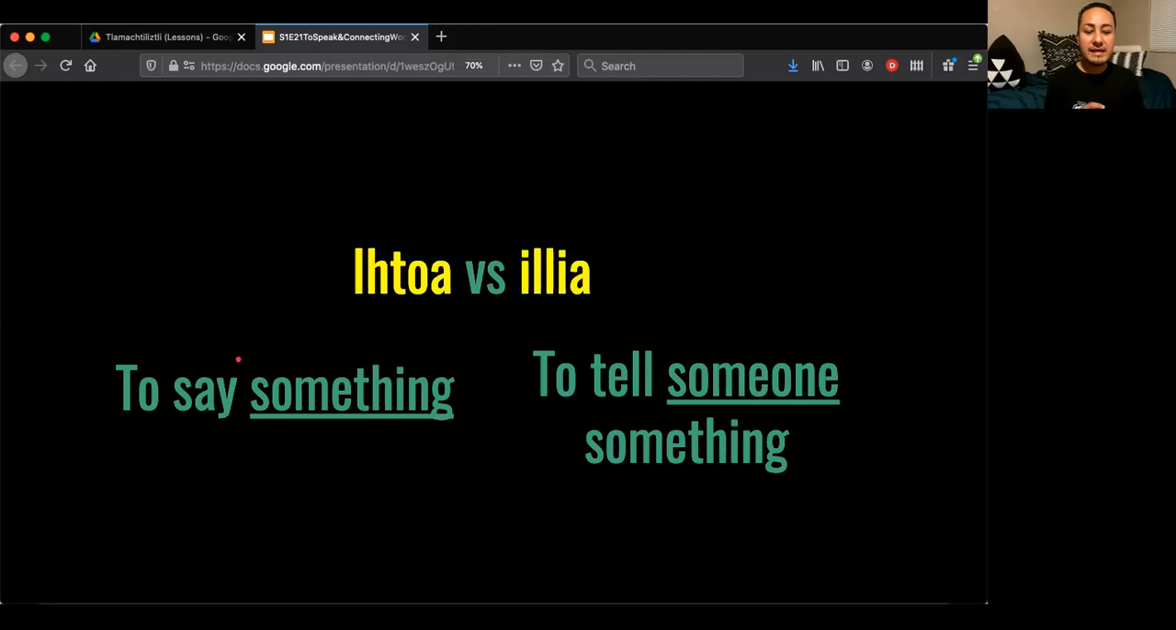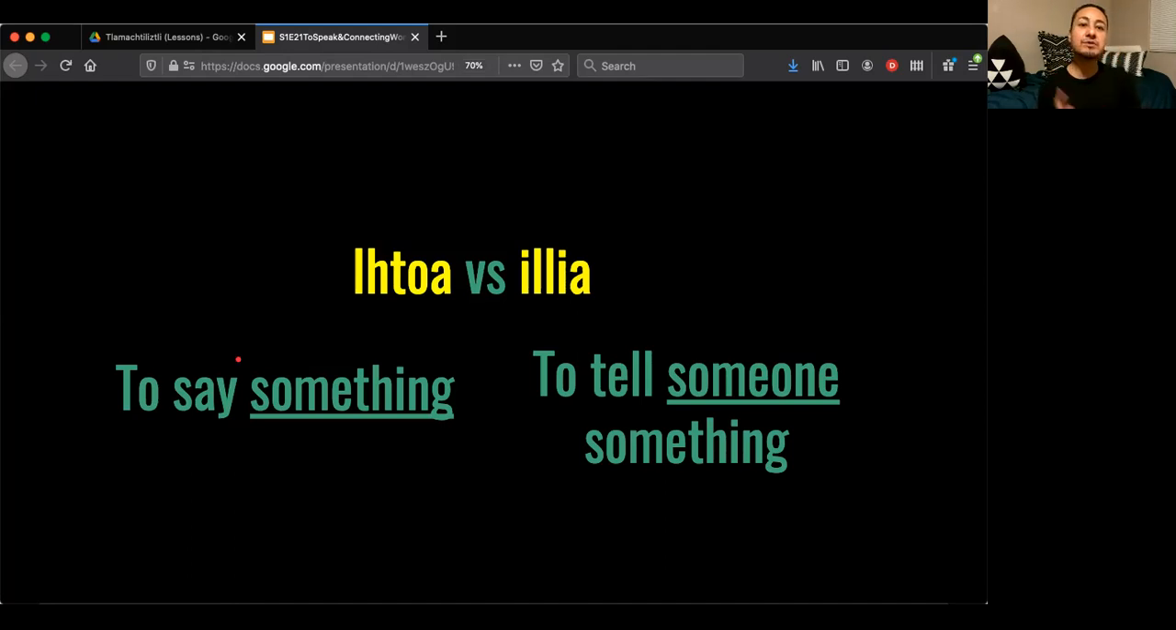Okay. The reason I gave you these two examples is because I commonly see students mix up ihtoa and Illia with each other. When I started as a student, I didn't know the difference, and I didn't know that Nahuatl used two different verbs for the word to say. So in Nahuatl, there's a difference between saying something in general and saying something to a specific person.